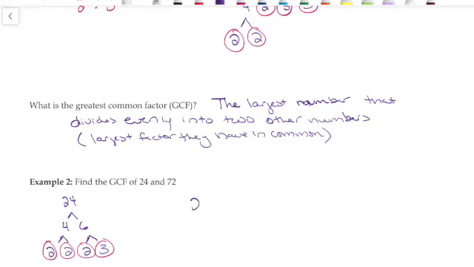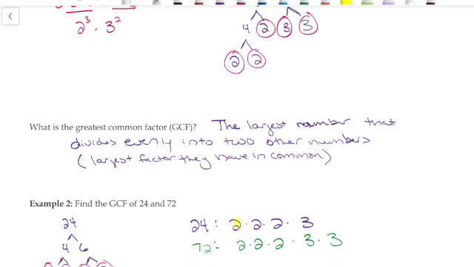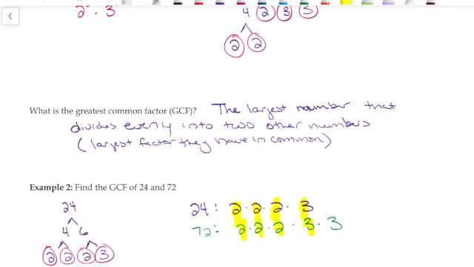So the factors of 24 are 2 times 2 times 2 times 3, and 72, let's go look at what it was. It was 2 times 2 times 2 times 3 times 3. So look at that. We've got these two in common, these two in common, these two in common, and these two in common. So that is our GCF. All right, so our GCF, greatest common factor, is going to be 2 times 2 times 2 times 3, which is 24. 24 goes into 72, so that's how that works.